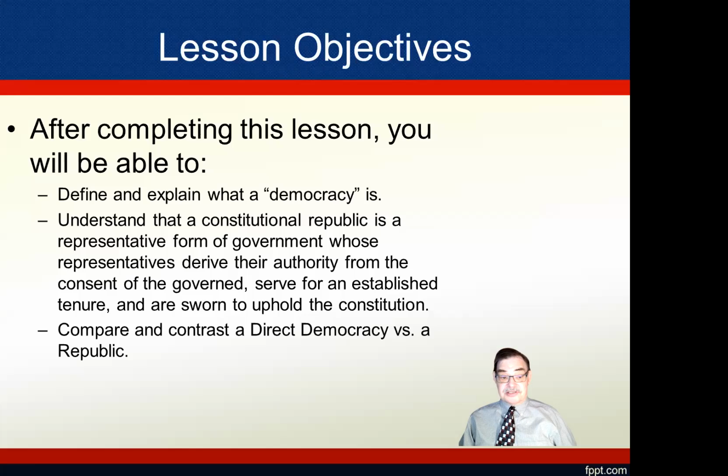So after completing this lesson, you should be able to define and explain what a democracy is. Understand that a constitutional republic is a representative form of government whose representatives derive their authority, or get their power, from the consent of the governed. That's you and I, the citizens. They serve for an established tenure and are sworn to uphold the Constitution. And we are going to compare and contrast a true direct democracy, a pure democracy, if you wish to call it that, versus a republic.